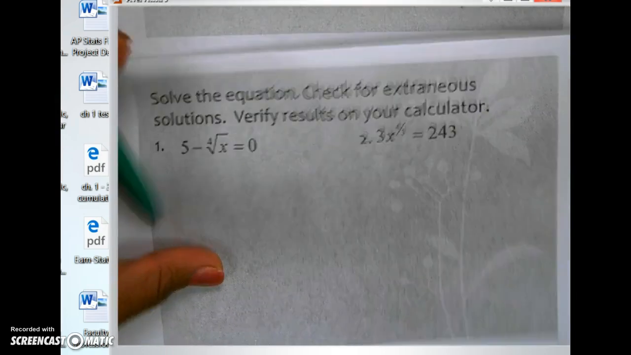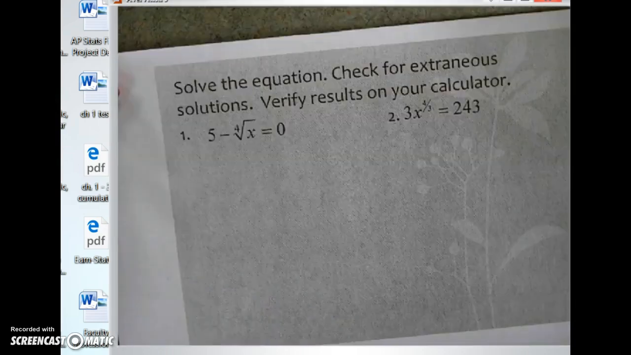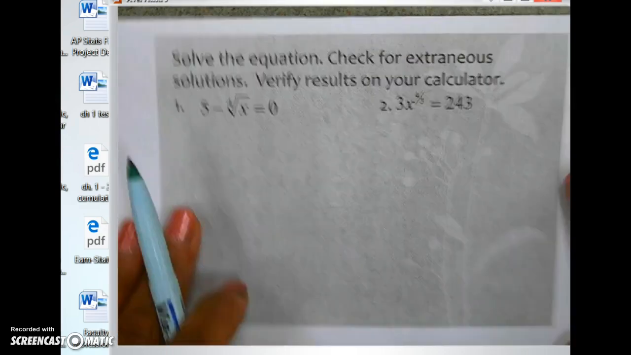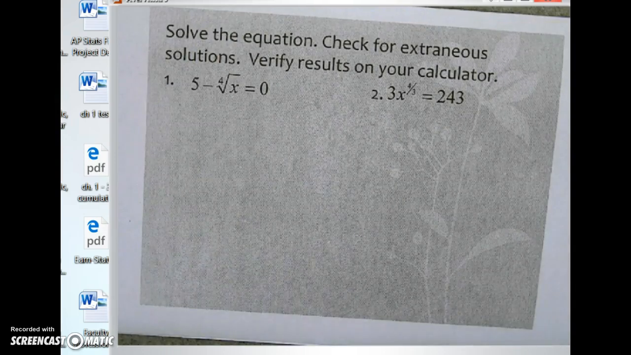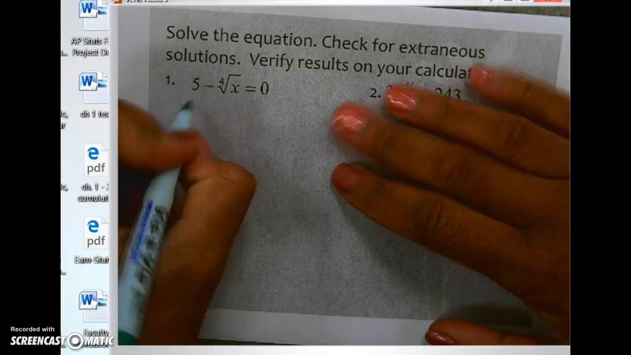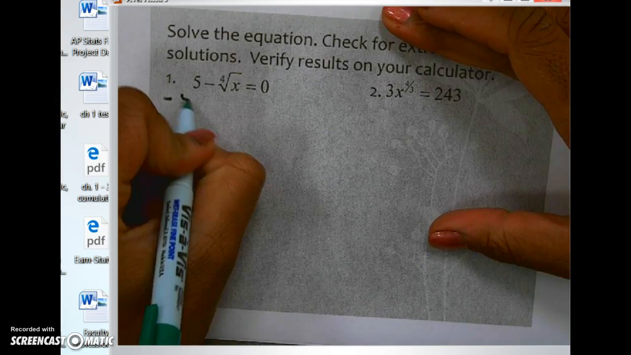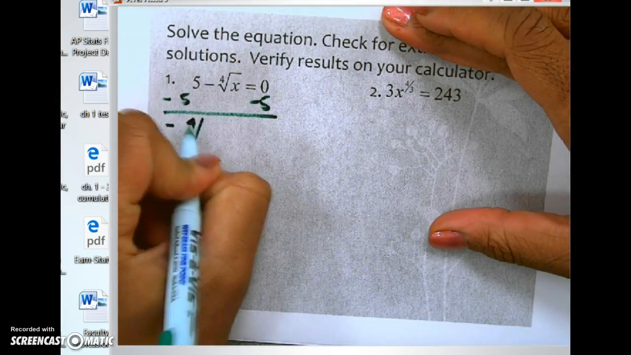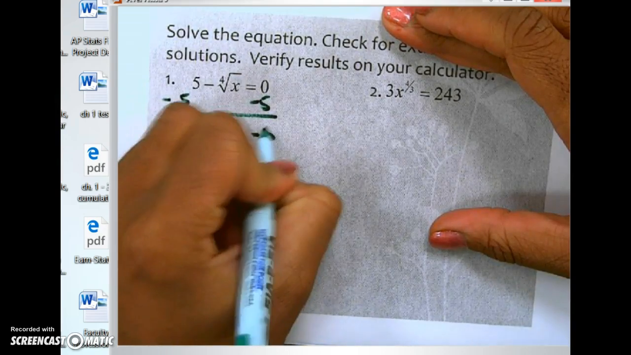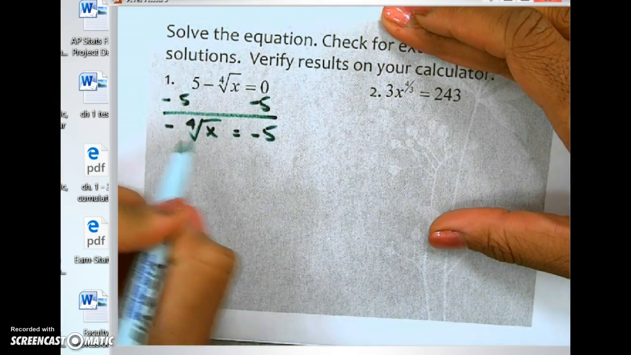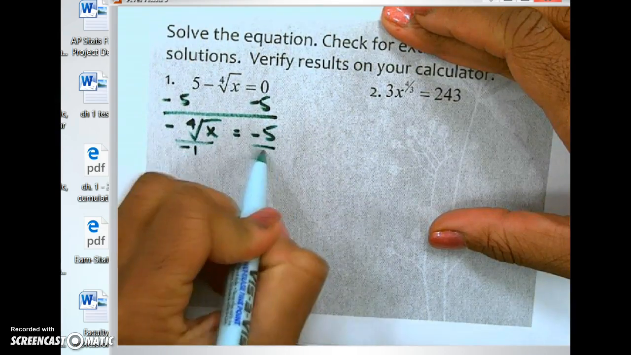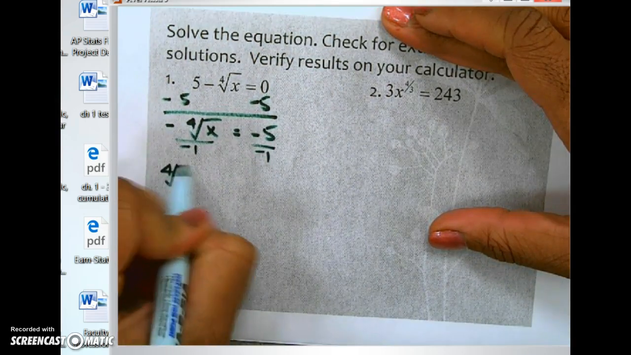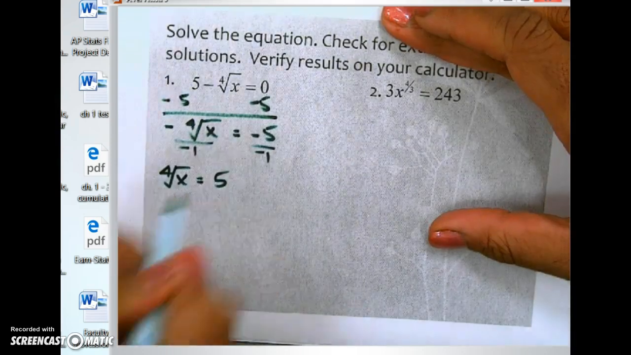So the first portion here. Solve the equation, check for extraneous solutions. So if we're here, the first thing we want to do before we do anything with that radical is to get it by itself. So I'm going to go ahead and subtract 5 from both sides. And I have negative of the fourth root of x is equal to -5. I'm going to get rid of that negative sign by dividing by -1. And I have the fourth root of x is equal to 5.